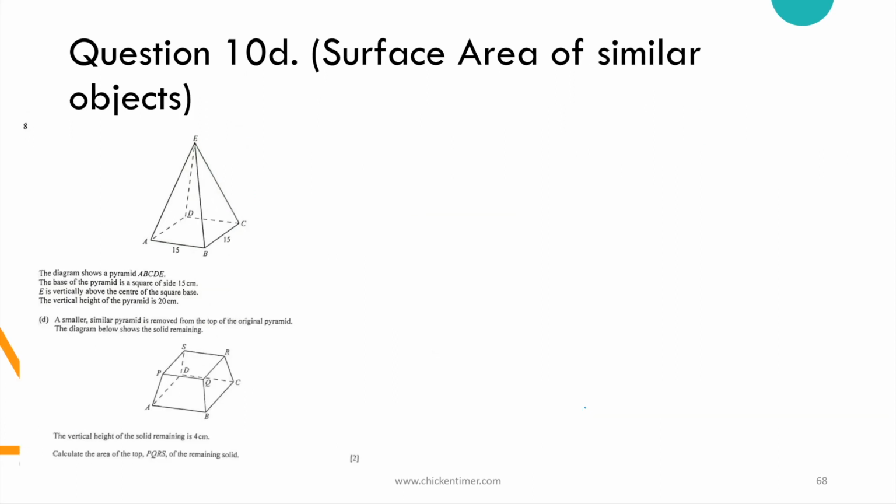So the last part, we have a small similar pyramid that was being chopped on the top. Then you have the remaining solid below. Then the height here is 4 centimeter. Then they want to find out the top of the area here.